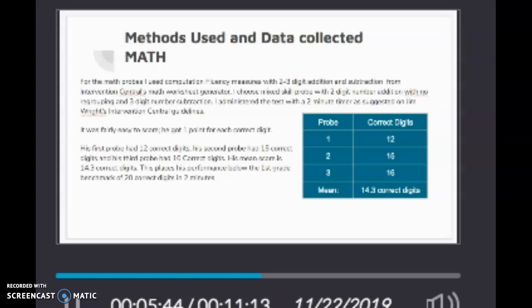It was fairly easy to score. He got 1 point for each correct digit. His first probe, he had 12 correct digits. His second probe, he had 15. His third, he had 16, which gave him a mean of 14.3 correct digits.